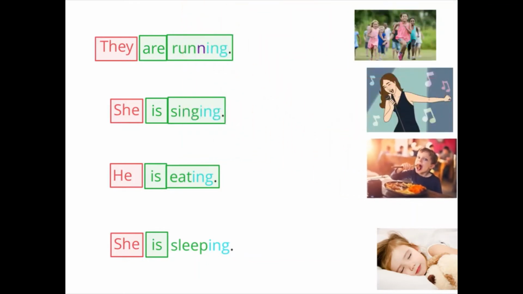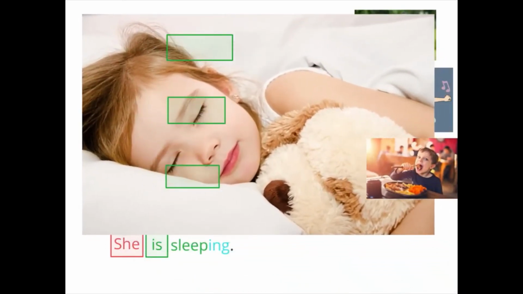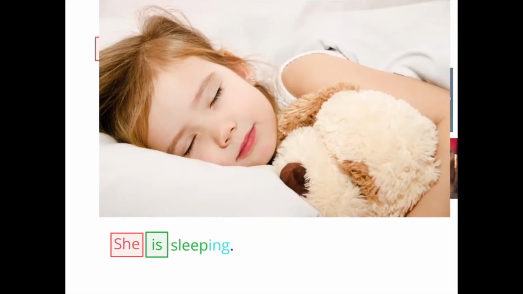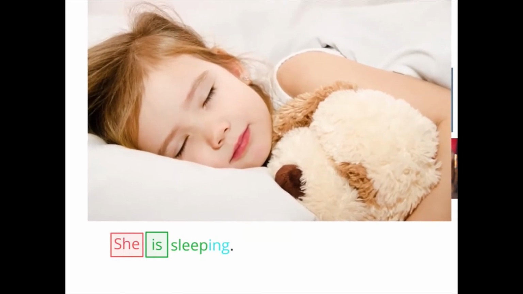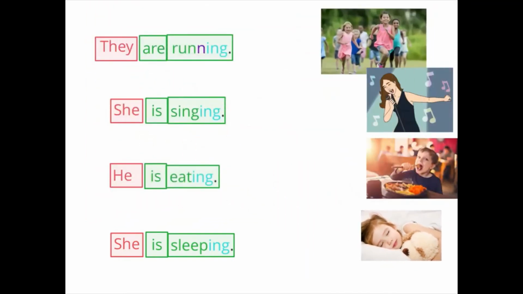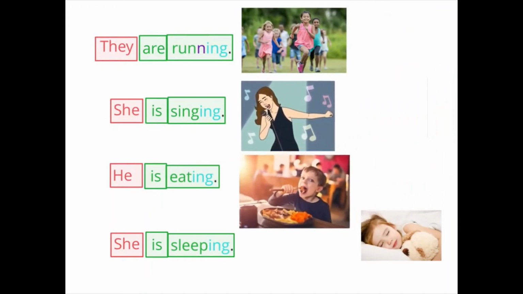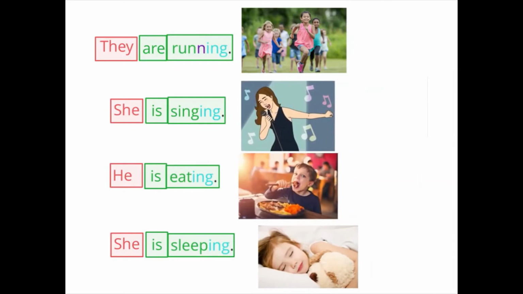And our last verb on this page is sleeping. She is sleeping. Our verb is sleep. And then we add ing, and that becomes part of the verb, is sleeping. She is sleeping. So on this page we have they are running, she is singing, he is eating, and she is sleeping.